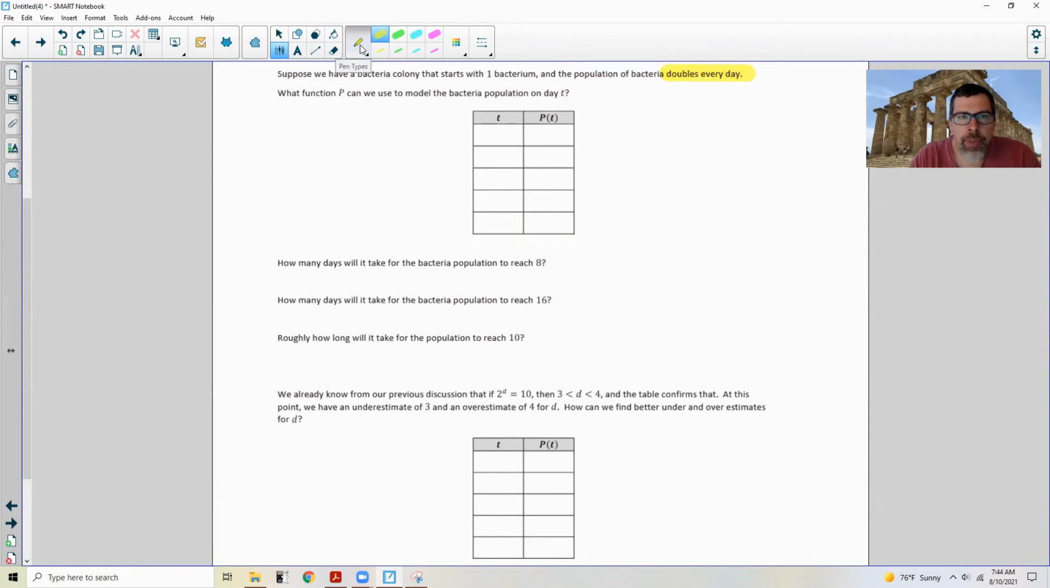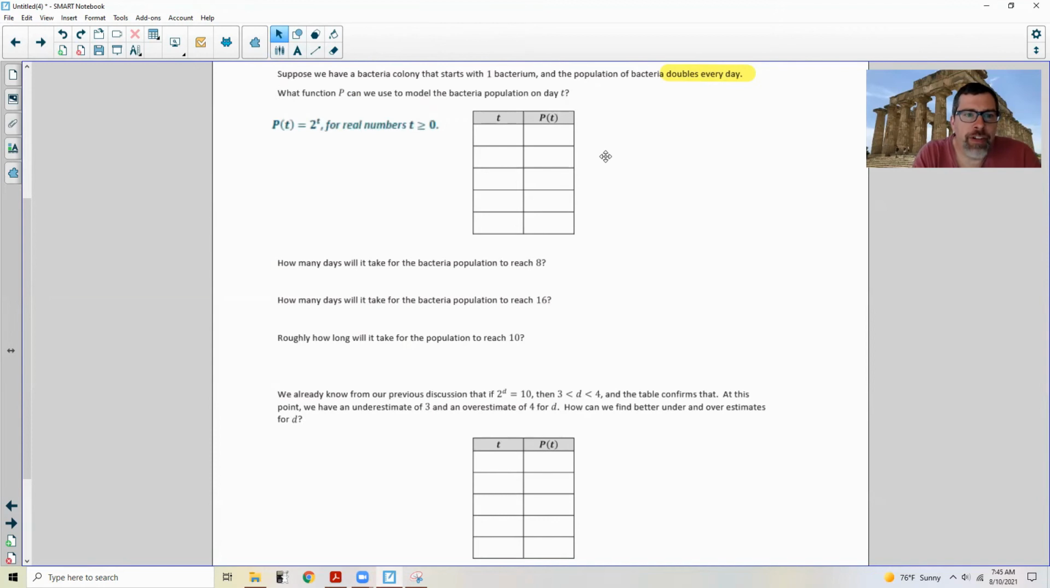And that is the key because that tells us what our base is. So if it says doubles, our base is 2. If it says triples, our base is 3. If it says quadruples, our base is 4. Okay, so we have a base 2 exponential function here. And that is basically 2 to the power of what's changing, which is our time.